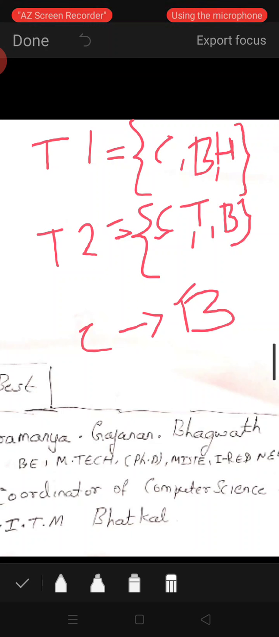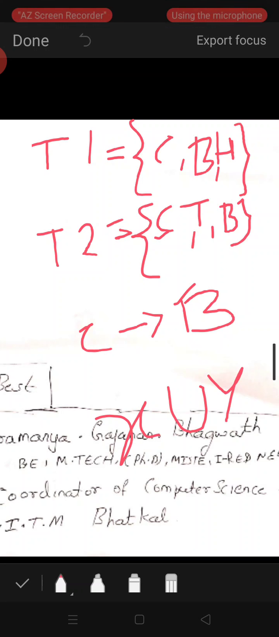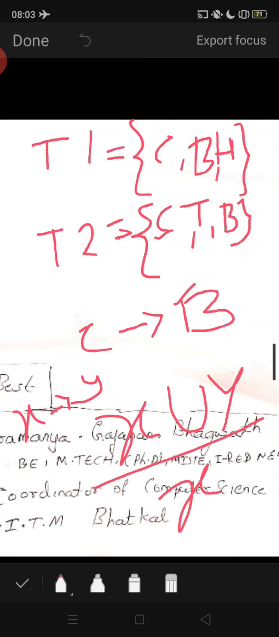Now confidence is, please all of you observe, very simple. The calculation is very simple. For an equation of the form x implies y, confidence is x union y divided by x. That is, how many transactions contain x union y, meaning x and y, divided by how many transactions contain x. I have to calculate this.